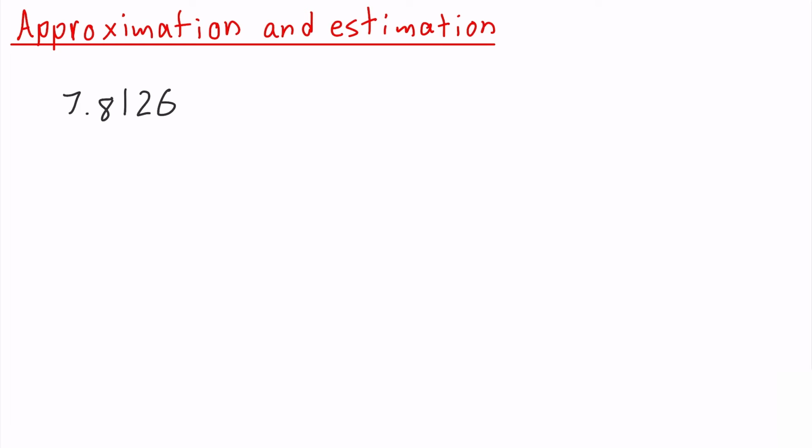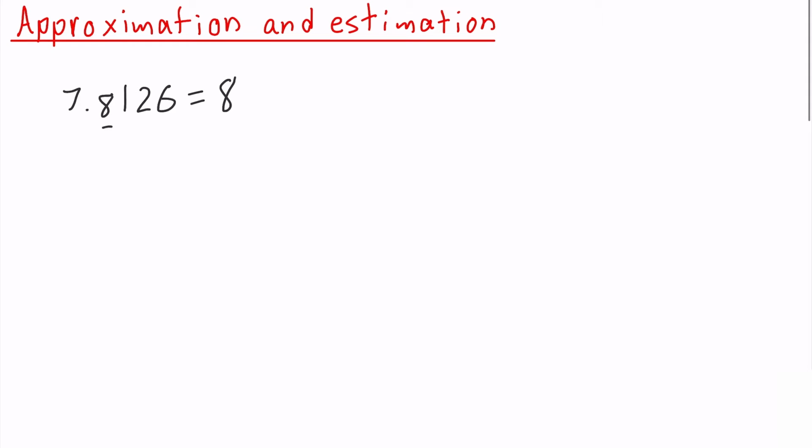7.8126 to the nearest whole number is 8. If we are going to round it to the whole number, we only care about the number behind it. We don't care about the 1, 2, 6, just as if it doesn't exist. So here, 8 is 5 or more, so we will round 7 to 8.